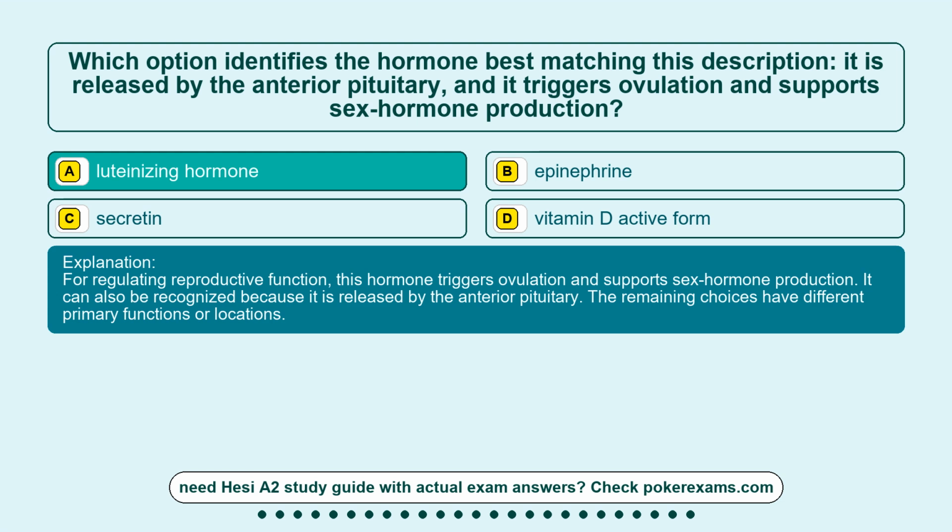For regulating reproductive function, this hormone triggers ovulation and supports sex-hormone production. It can also be recognized because it is released by the anterior pituitary. The remaining choices have different primary functions or locations.